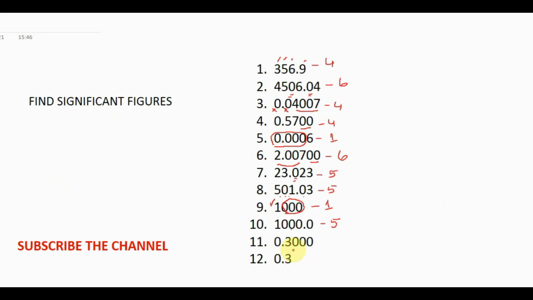Again, 3.3000. The 3 is followed by trailing zeros after the decimal. Then what is this? 1, 2, 3, 4. Again, 0.3. This is the starting zero, not counted. The 3 is the 1 significant figure. Next we are discussing, in IGCSE, converting a number into the prescribed significant figures.